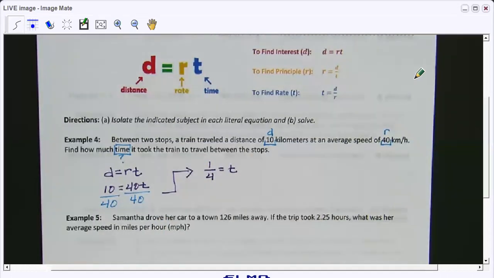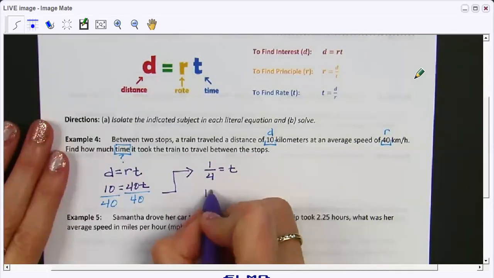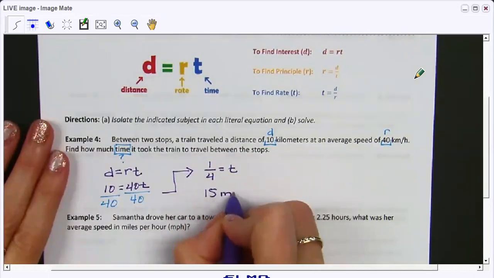Okay. So what does this represent? Our time here is, I'm sorry, time is hours. So if I think of a quarter of an hour, what is a quarter of an hour? 15 minutes. So my answer would be 15 minutes.